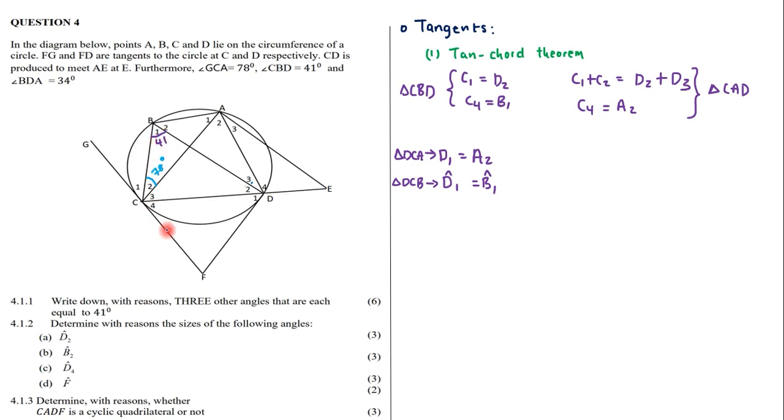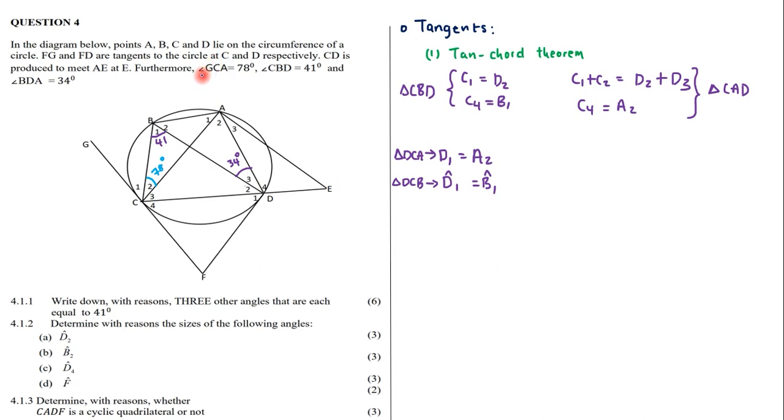And then what's the next one? BDA. So BDA. All right. BDA. So angle BDA, it is 34. That is weird. Let's see. It's 34. Now again, let's double check here.